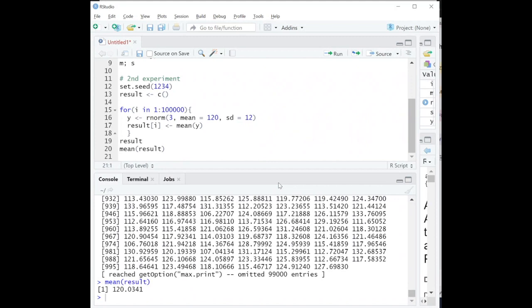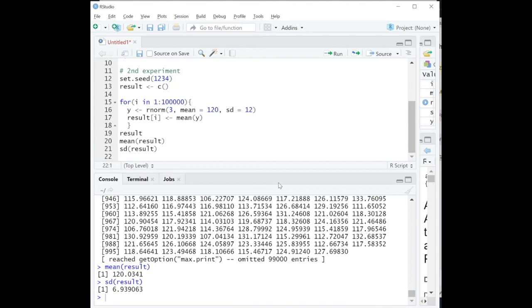Okay? Right. Then what is the standard deviation? The standard deviation is smaller than 12, much smaller. That is 6.94. Right? So this is an interesting result.